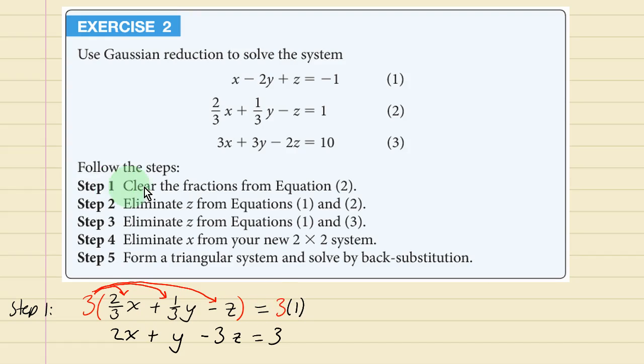This is what they mean by clear the fractions from equation 2. You can clear all the fractions by multiplying the whole left side by something that cancels out with the 3's in the denominator, and multiplying it by 3 will do that. So 3 times 2 divided by 3 is 2. 3 times 1/3 is just 1, and 3 times negative z is negative 3z, and then 3 times 1 on the other side is 3. So I did step 1 for you.